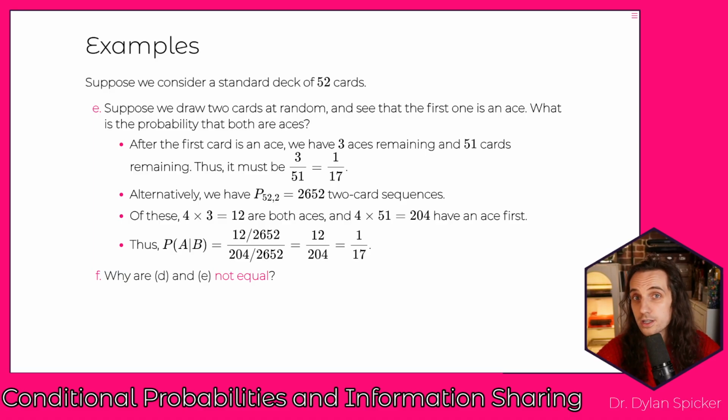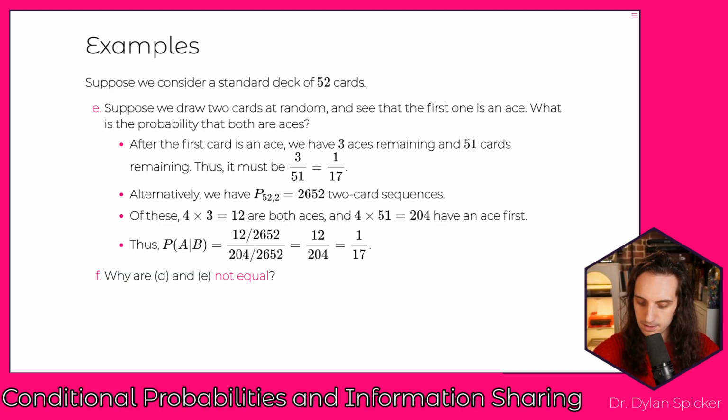Now, the question that we have is, why are D and E not equal? So we think about what we're saying. In D, we said the probability that you have 2 aces, given that at least one of them is an ace, is going to be 1 out of 33. The probability that you have 2 aces, given that the first one is an ace, is 1 in 17. So why are those not the same probability?